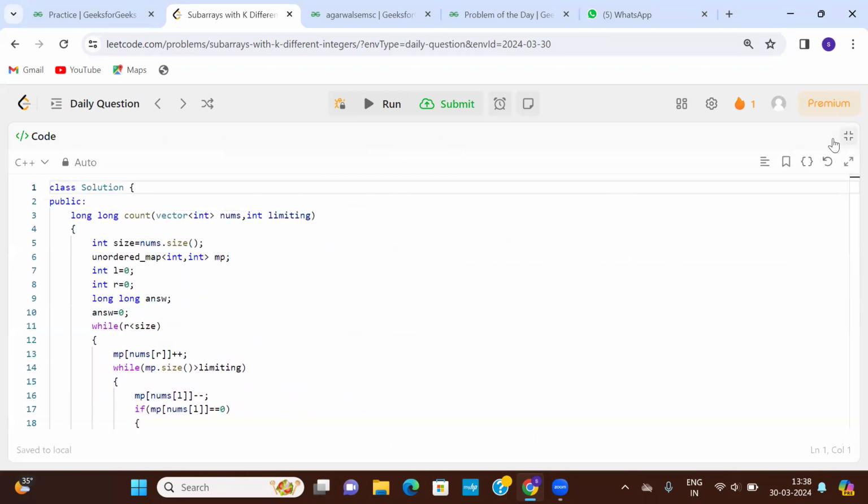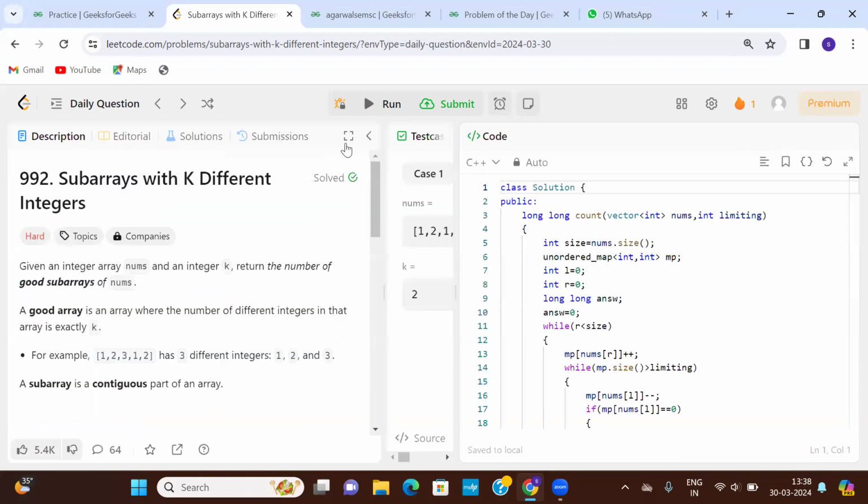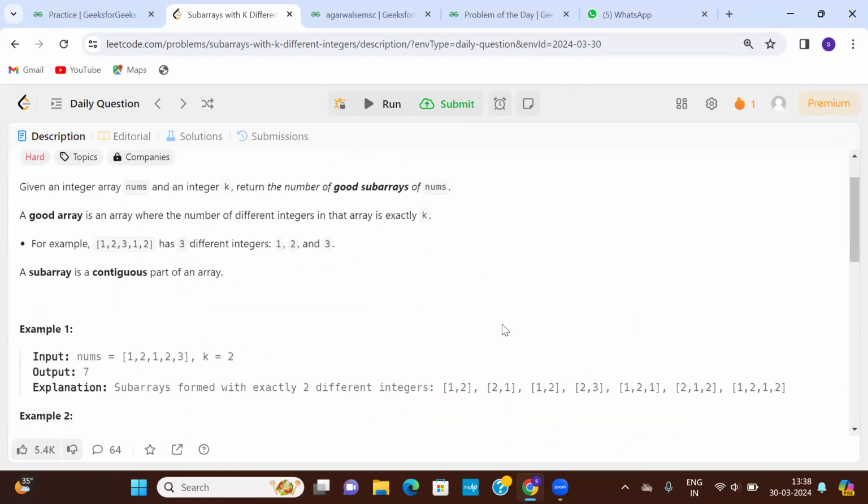First of all, let me tell you one approach to return all the subarrays in which the number of different integers is exactly k. It's simple math. If I find all the subarrays in which the number of distinct integers is less than or equal to k, and I also find the number of subarrays in which the number of distinct integers is less than k.